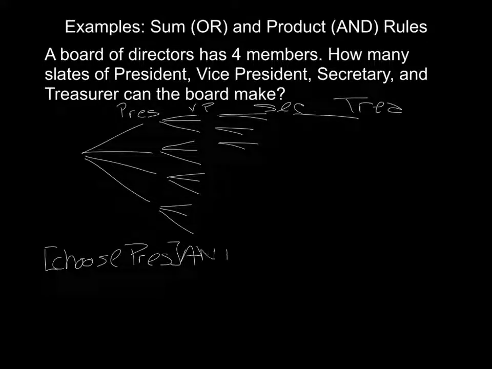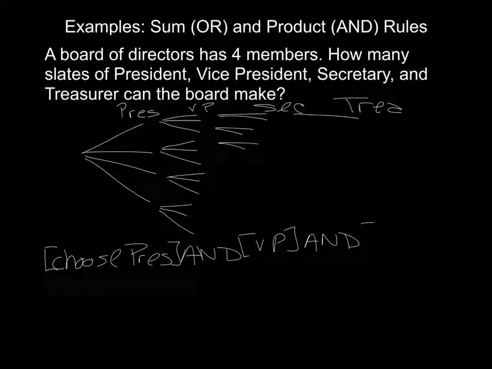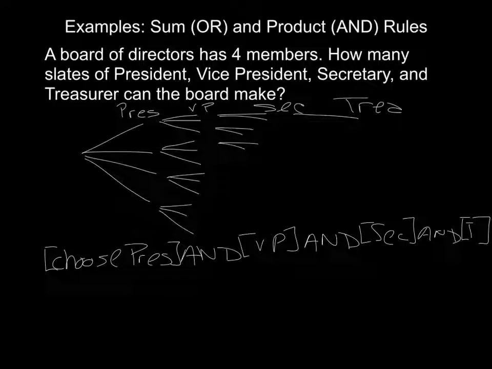And our second step is choose vice president, and we're going to choose our secretary, and we're going to choose our treasurer. Don't even have room for that. So there are 4 people to choose from when I choose president. Because we have an and, we're going to use our product rule.